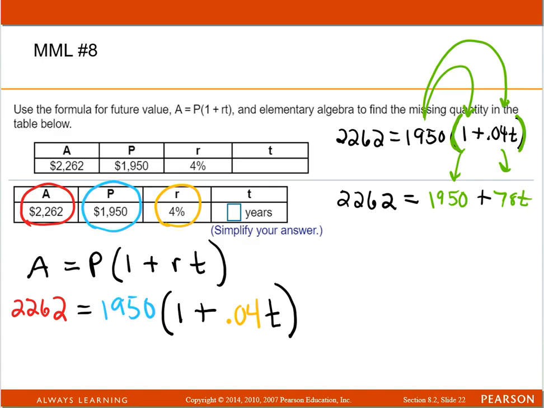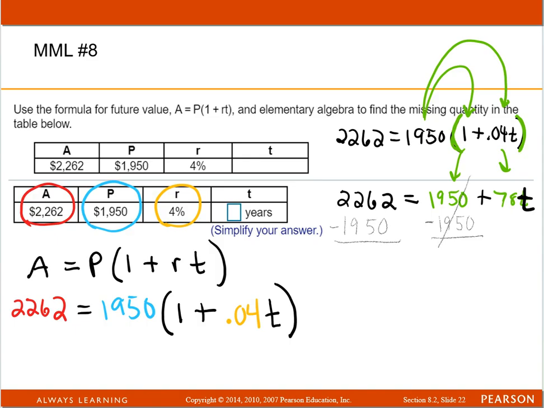But I still need to figure out what t is. And t is on the right side of the equation. This is what I'm looking for, my t right here. He's multiplied onto the 78, but he's also being added to the 1950. So I am going to subtract 1950. But this is an equation, and there's this old golden rule that says what you do to one side of an equation, you have to do to the other. So I'm going to subtract 1950 from this side also.